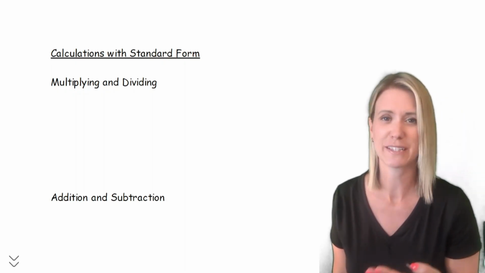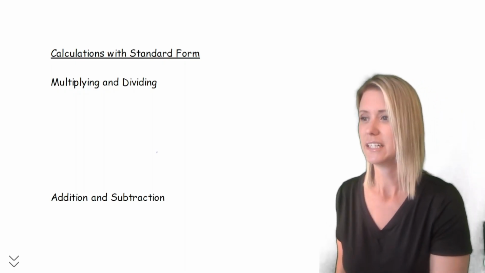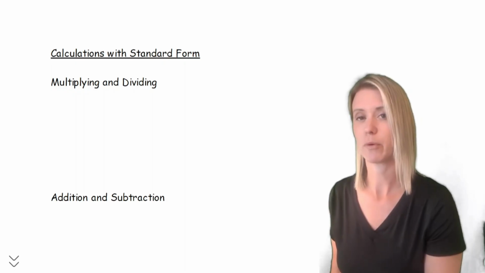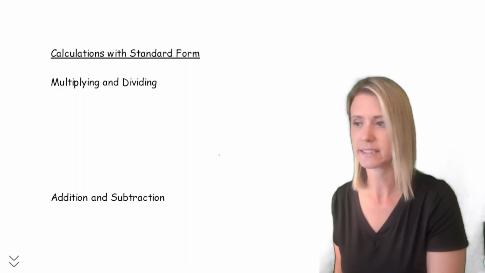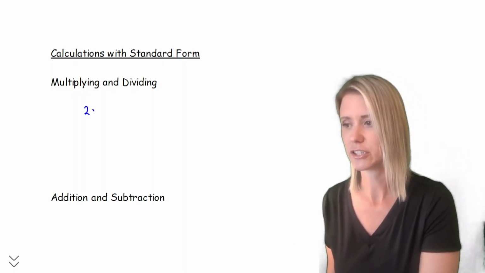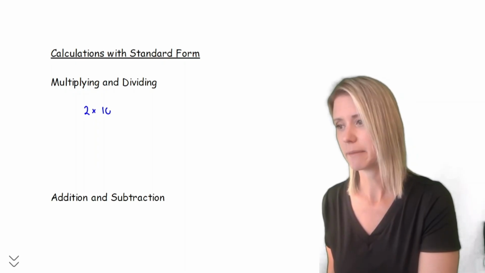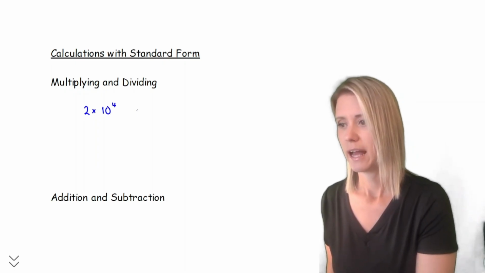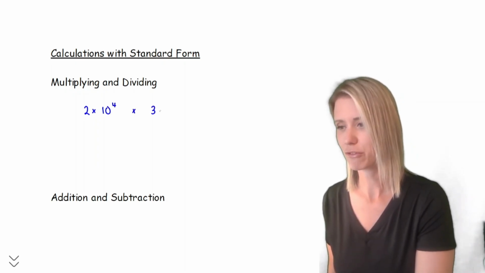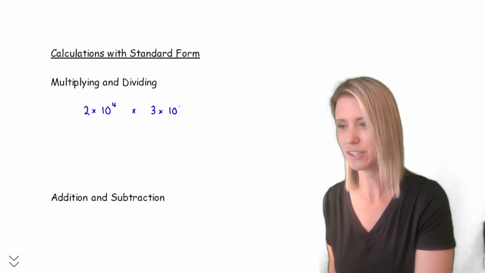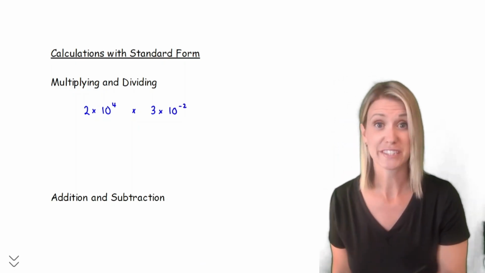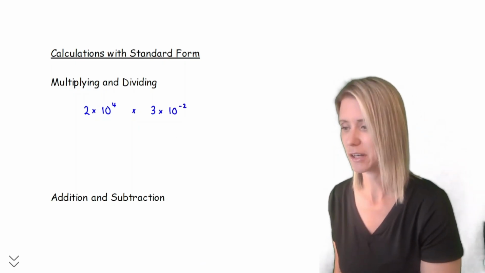Right, we're now moving on to calculations with standard form, and often scientists and mathematicians use standard form because the calculations become easier. So when we're multiplying and dividing, for example, we can use index laws here to help us. As an example, if I had to do 2 multiplied by 10 to the power 4, multiplied by 3 times 10 to the negative 2, this is how we would do it.